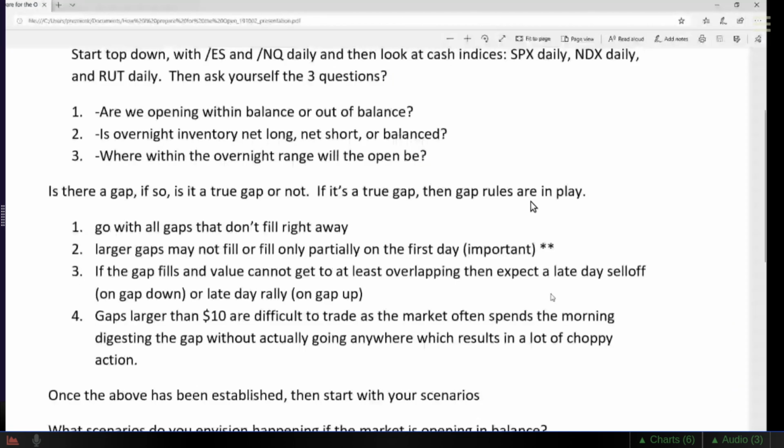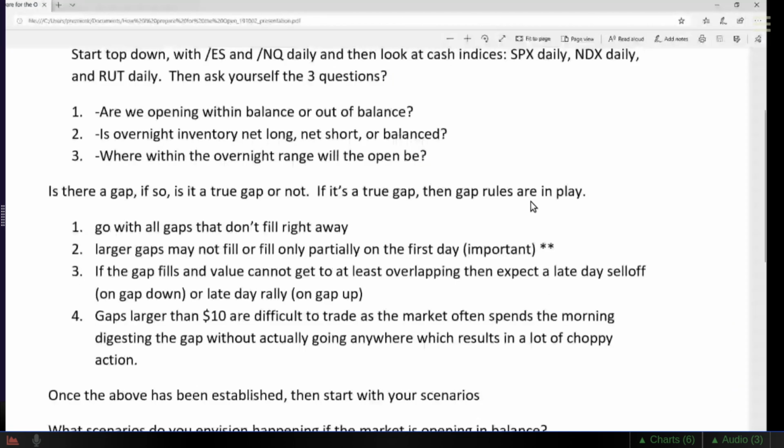And again, you can flip that on the long side if it was a gap up, basically. So if the gap fills and value cannot come down to at least overlapping, it increases the odds of a late day rally, basically, if it was a gap up. All right, same exact thing.